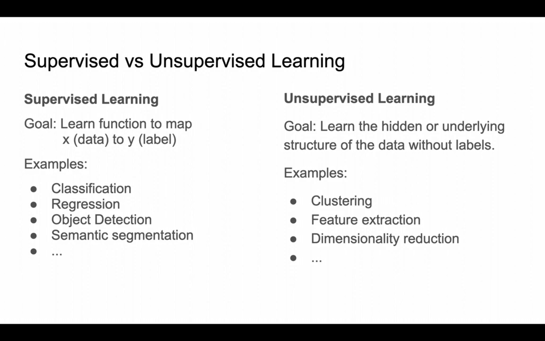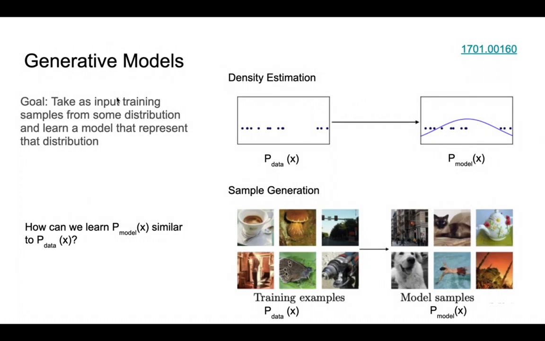Today, we want to talk about another type of model, the generative model. The goal is to take input training samples from some distribution and learn a model that represents that distribution. There are two major types of application of a generative model. For example, density estimation. The input data could follow a particular distribution, P data of X. The generative model can learn a function. This function is a model which can be used to describe the distribution of data.